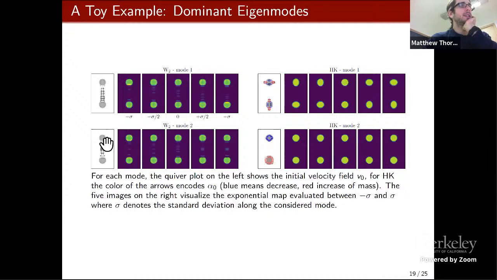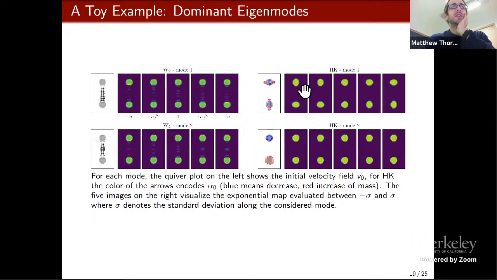We see the same thing actually in both of the Wasserstein modes. So you can see here we still have mass moving between the two ellipses, which is perhaps not as physically nice.